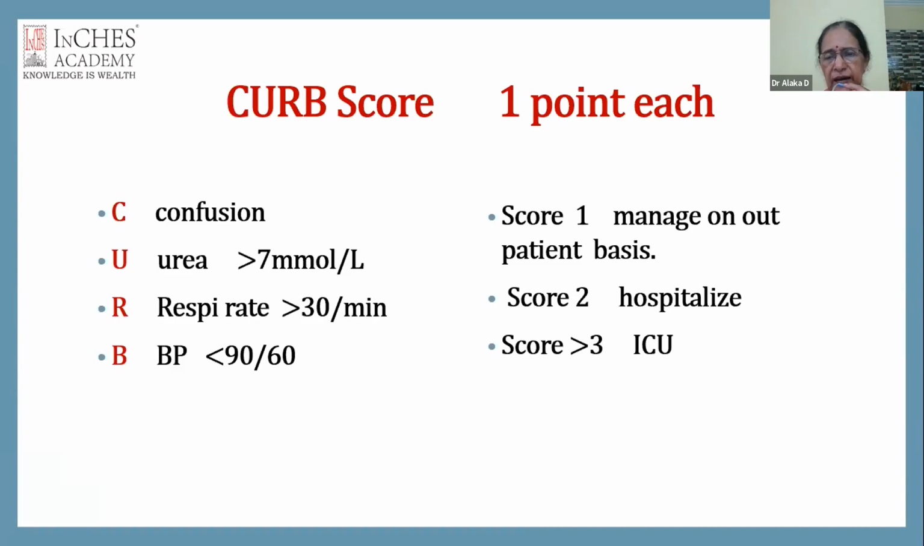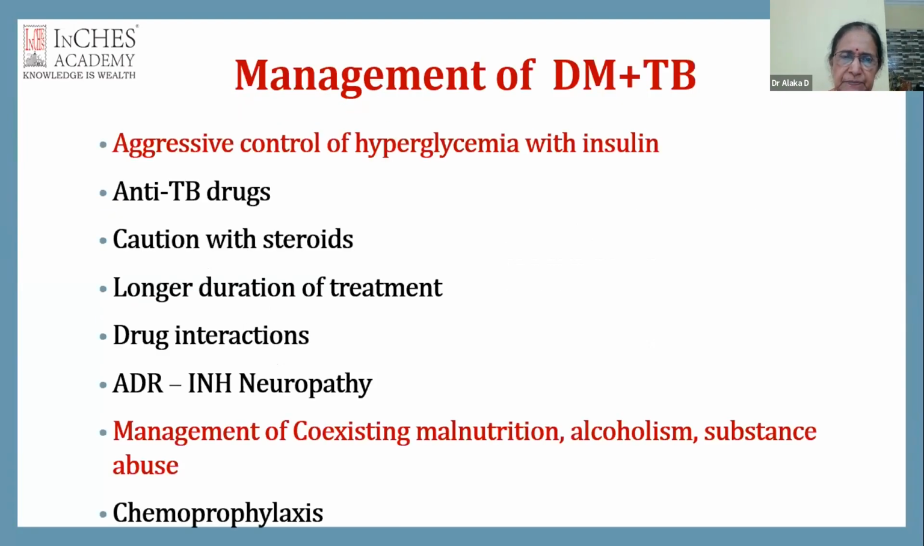If the score is 1, manage the patient on outpatient basis. If the score is 2, hospitalize the patient. And if the score is more than 3, this patient needs intensive care management. So based on this, decide whether you will be able to treat the patient in your clinic or you have to refer him to a hospital.